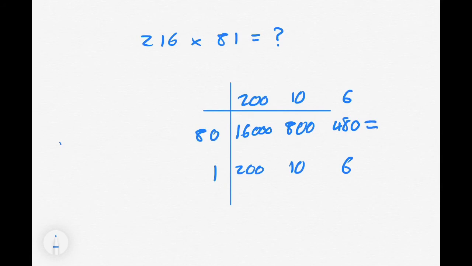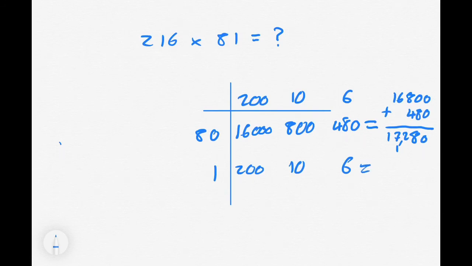So 16,000 plus 800 is 16,800. And I need to add on the 480 for that first row, so I'm going to just put that there. So I'm going to get a total of 0, 8, and then 8 plus 4 is going to be 12, so I've got that extra 1 there. 6 plus 1 is 7, and then I've got 1. So I've got 17,280 for that first line.